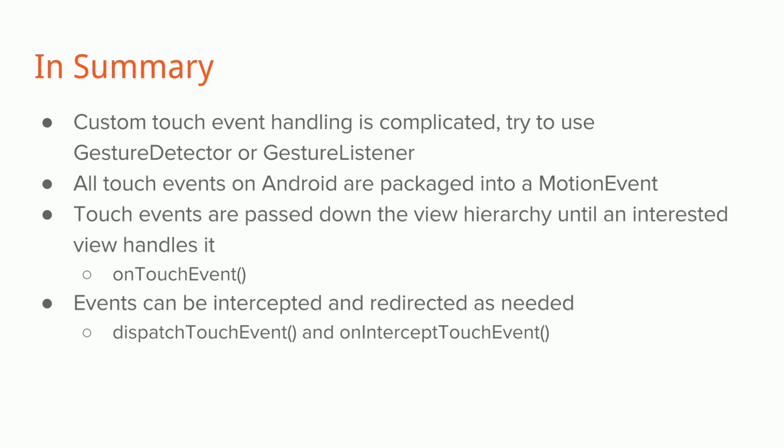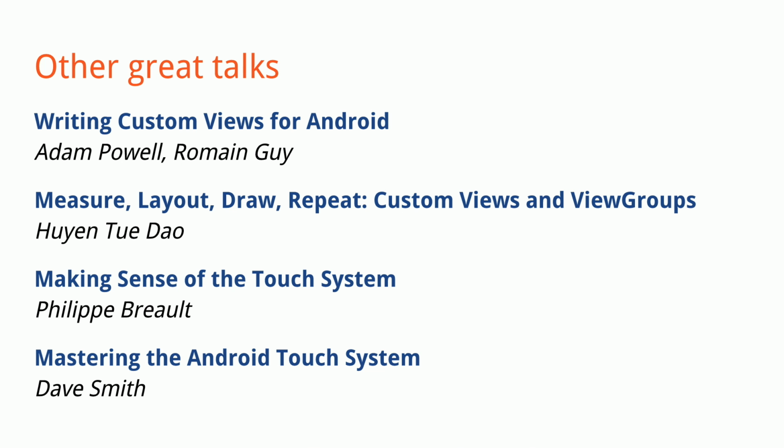So in summary, touch event handling is really complicated. So you always want to use something like GestureDetector or a gesture listener if you can. But on the other hand, all touch events in Android are packaged into a motion event that you can handle if you want. It's passed down until a view decides to handle it, which we'll call onTouchEvent. And events can be intercepted and redirected as needed.